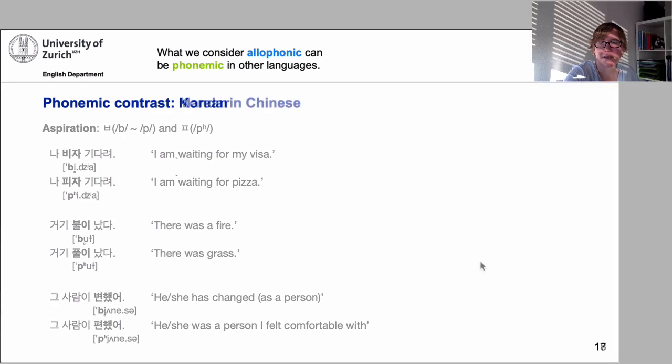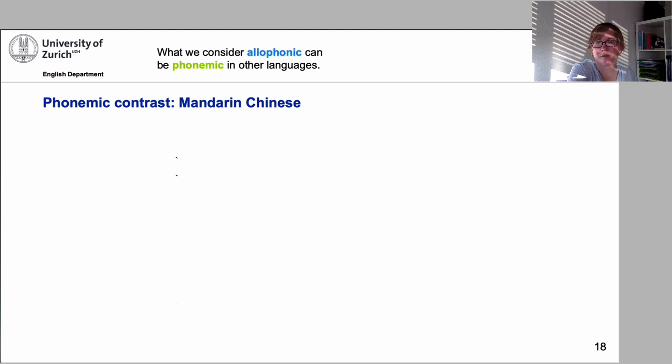So the second example comes from Mandarin Chinese, for which I asked Sarah, and she's going to talk to you about difference in manner of articulation, and she's going to explain what the retroflex sound is and tone, Chinese being a tonal language.